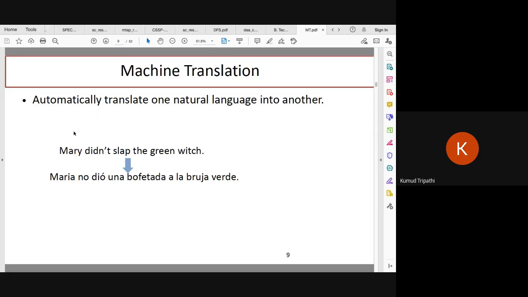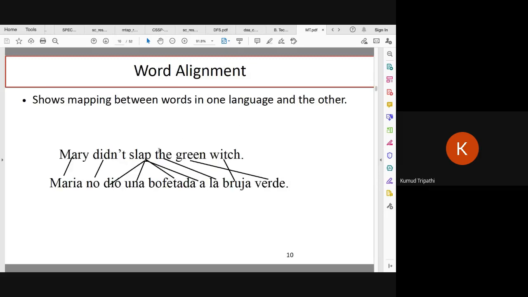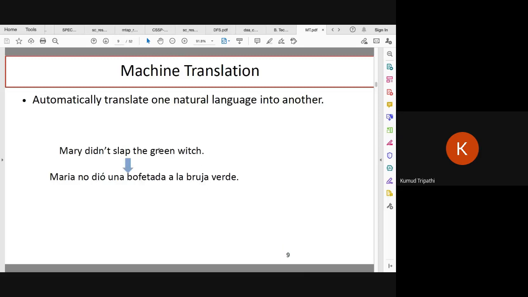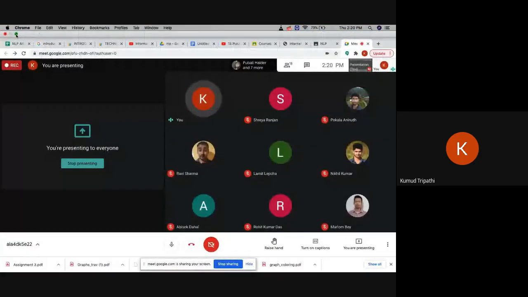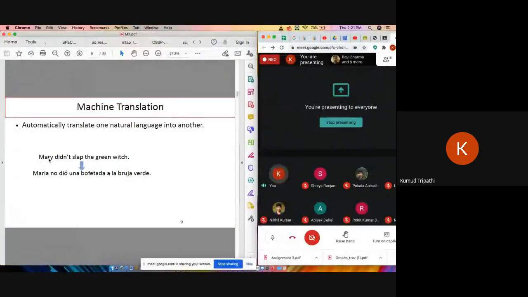Okay. Now, one example is given for translation of one sentence from English to French. The English sentence is "Mary did not slap the green witch." The corresponding French sentence is given. This is how you perform machine translation. Now we need to identify which English word is translated into which corresponding French word, like Mary in English and Maria in French, something like that. Maybe I'm not pronouncing it correctly.